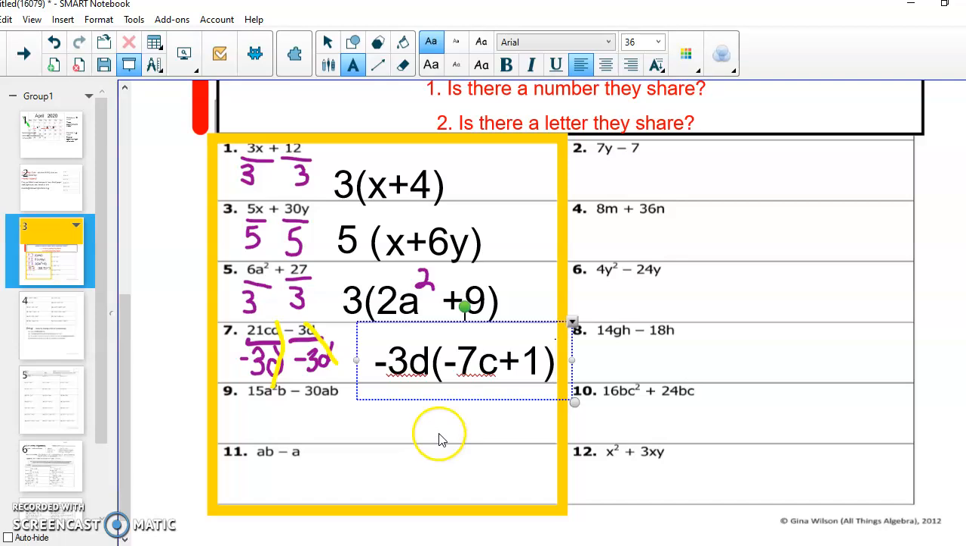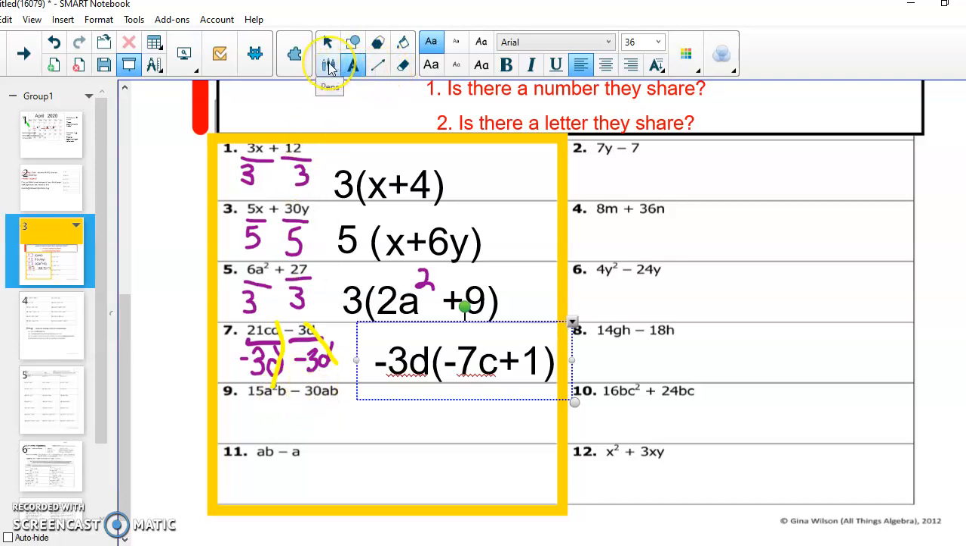Let's do the same thing with our second problem here. We're going to find what our common factor is, what number both of our terms share first. So I see a 15a squared b and a negative 30ab. So what number do they both share? What can I divide both of those terms by? I know I can divide both of them by 15 because 15 goes into 15 and 15 goes into 30.